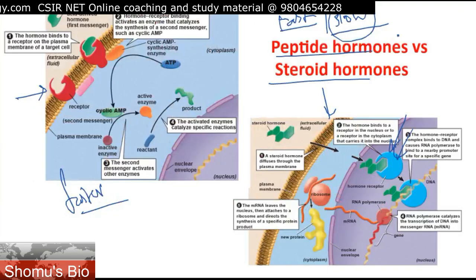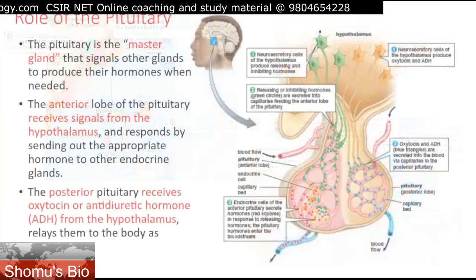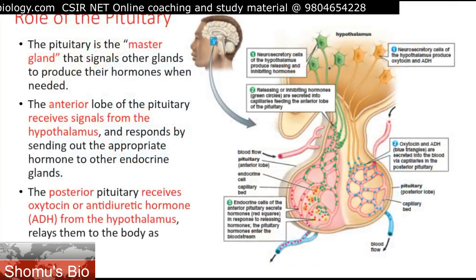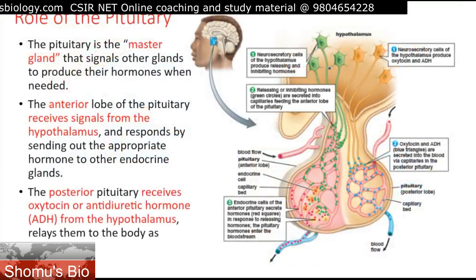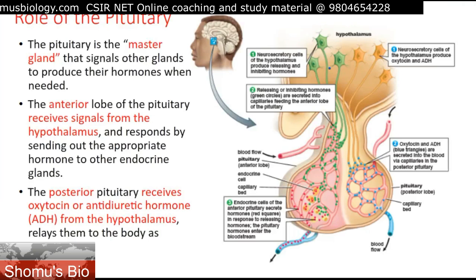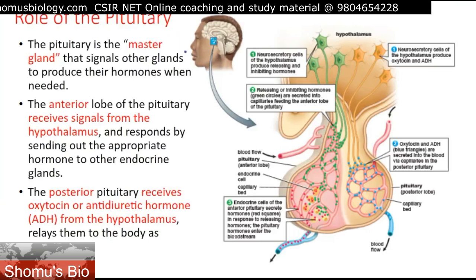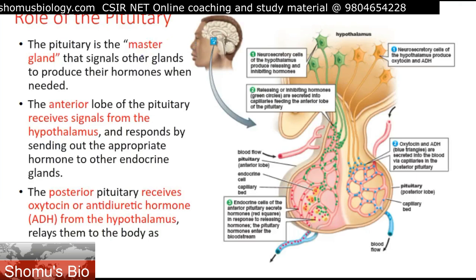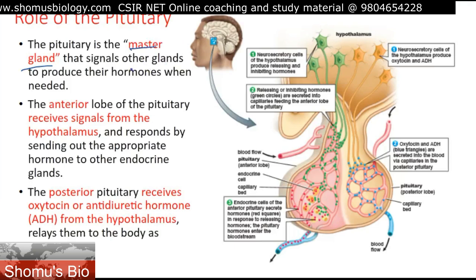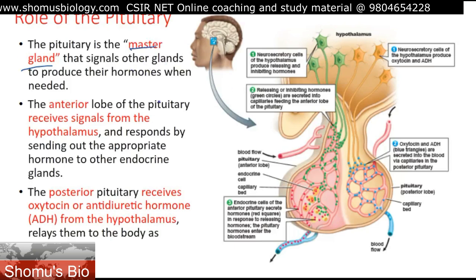Now, these are the general properties of hormones. But if we consider the source of hormones in our body, with all the glands which produce hormones, we'll check the name of those glands, the type of hormones that they produce, and their necessary functions. So let's talk about it. The first gland that we always talk about is the master gland, known as the pituitary gland, that signals other glands to produce their respective hormones when they are needed.